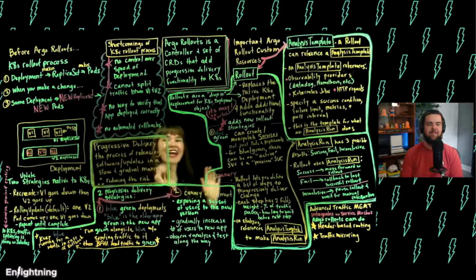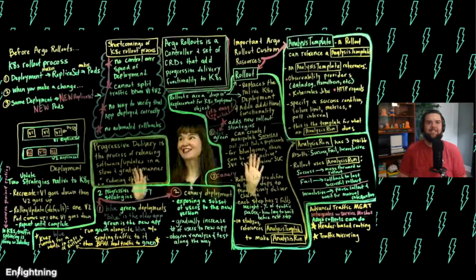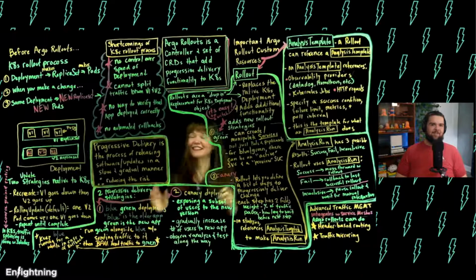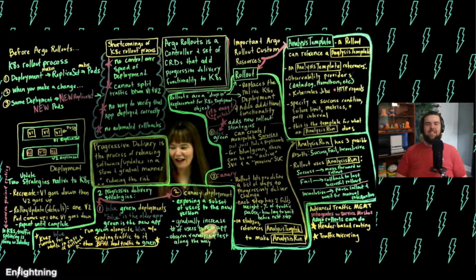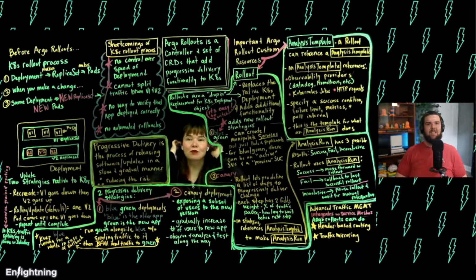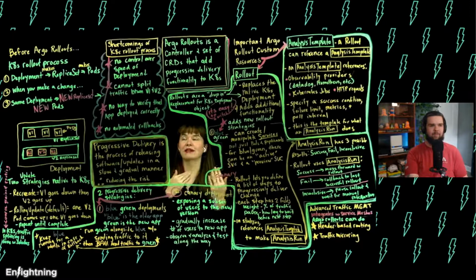Okay. Now let's test Whitney's knowledge. Let's see how we did. So all right. So before Argo Rollouts, or even now actually, the native deployment process in Kubernetes is lacking. And we talked about specifically how that process works.